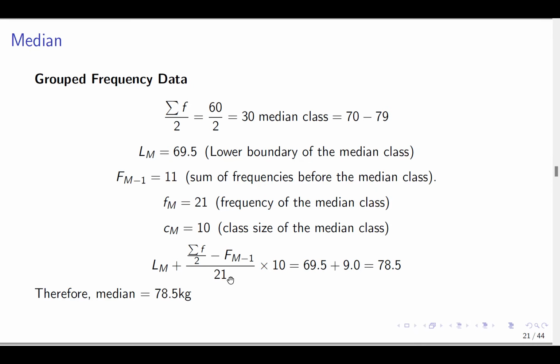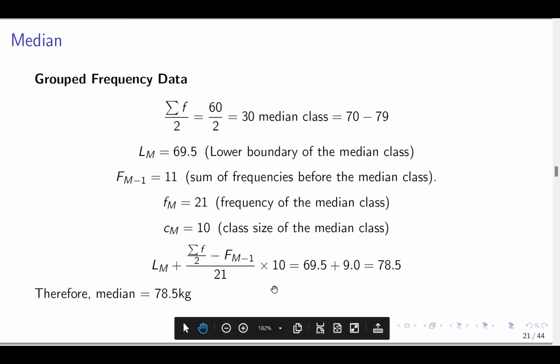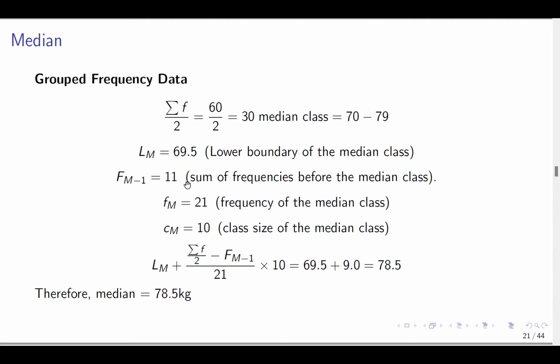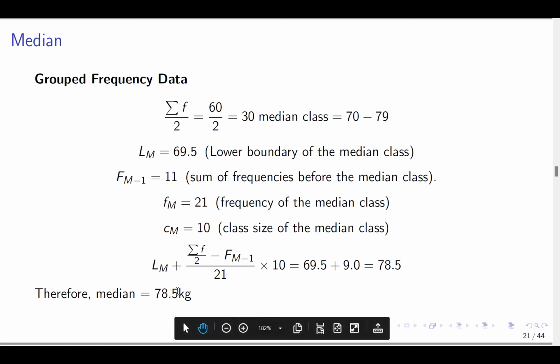So in writing out actually the formula, this place should be small f subscript m, and then this point should be c subscript m, all right? So once you have this, what you do is you're fixing all these values in the formula. Some of them have already been fixed at this point. So you're fixing the remaining ones, and then you do your simplification and perform your algebra to get a final answer of 78.5. So in this case, our median is 78.5.